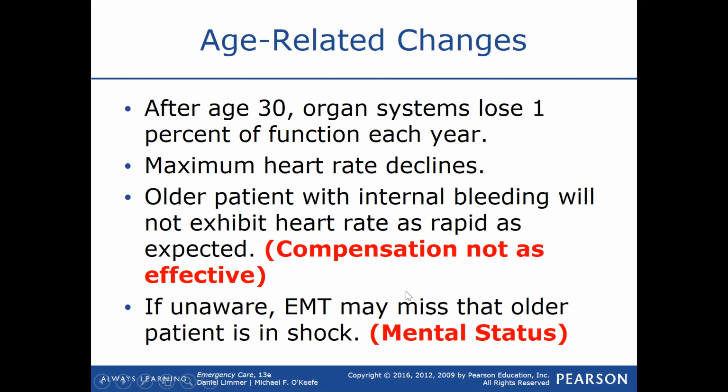Mental status. Because we can't really depend on the patient compensating and showing us signs of compensation, we want to depend more on the patient's mental status than anything else to let us know how they're doing. And that's from when we get the patient until we deliver them at the ER. So you're really going to have a big focus on mental status when it comes to your geriatric population, which I believe is 65 years or older.